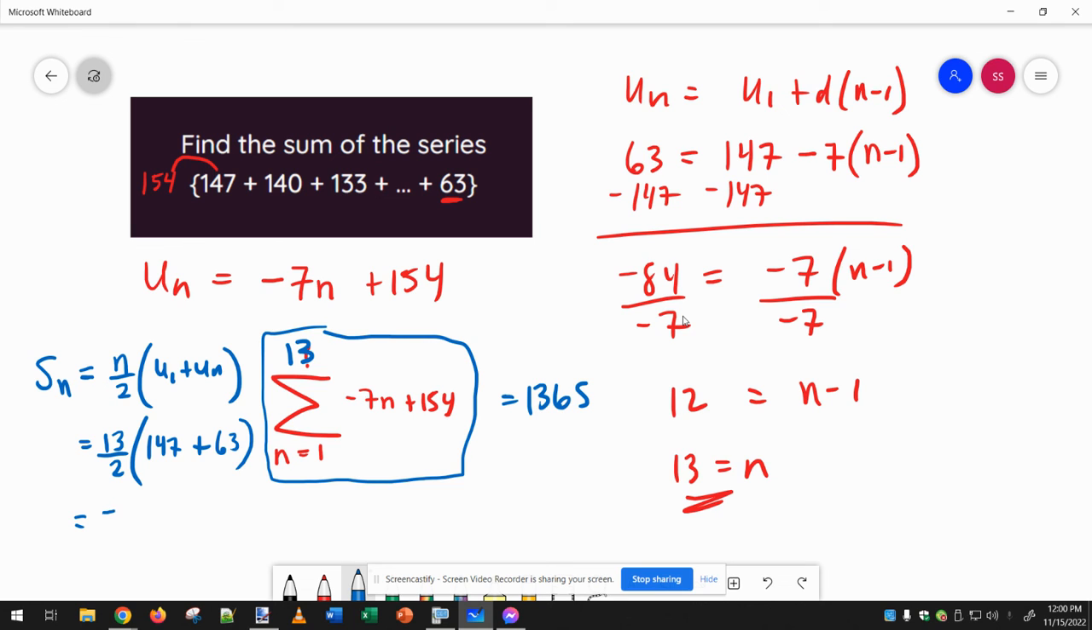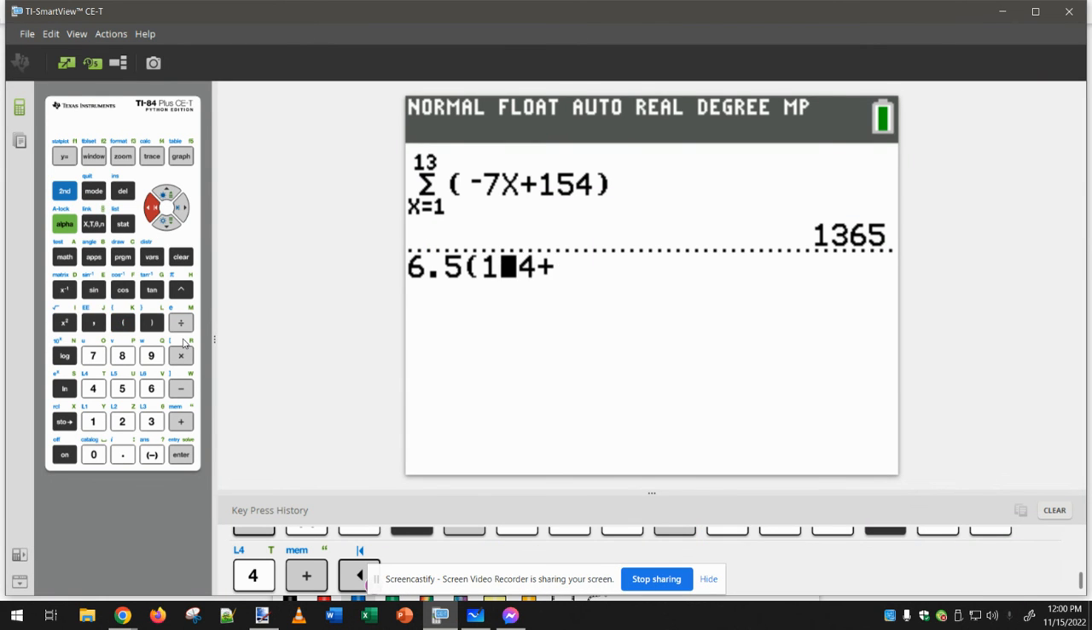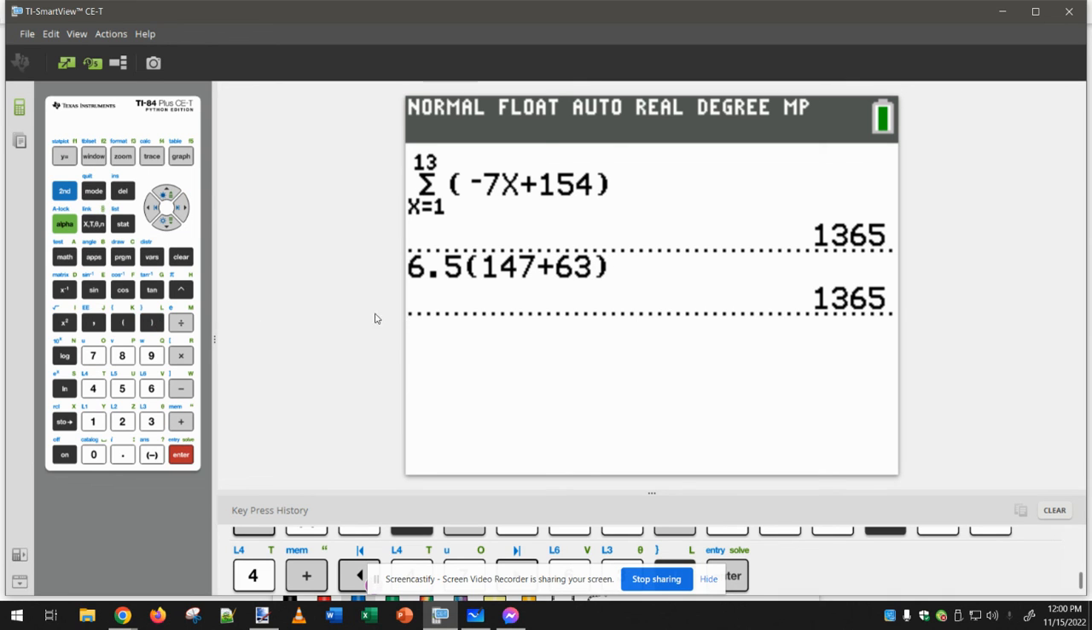This is 6.5 times, let's just do 147 plus, whoops, 47 plus 63, and I get the same thing.